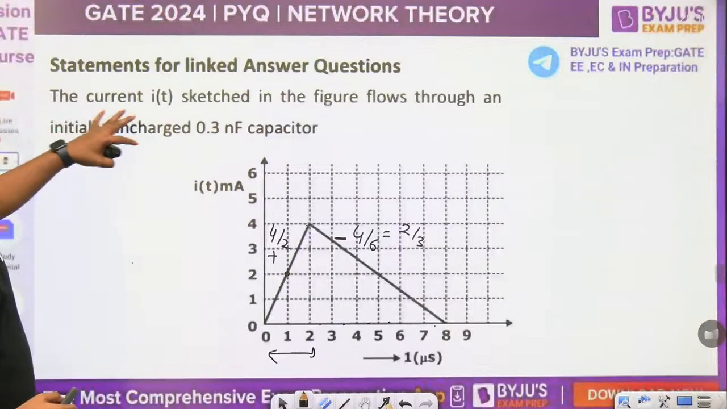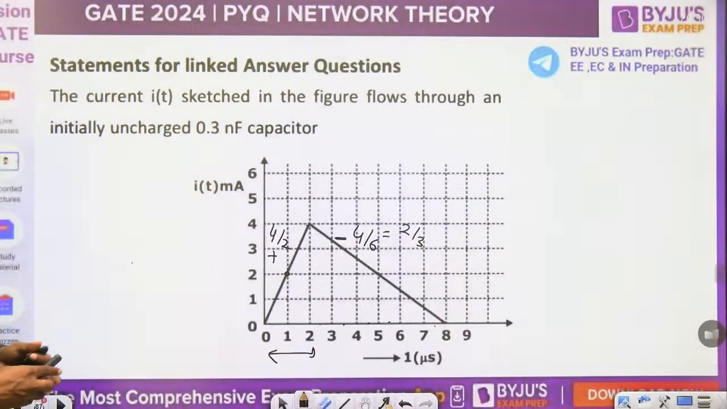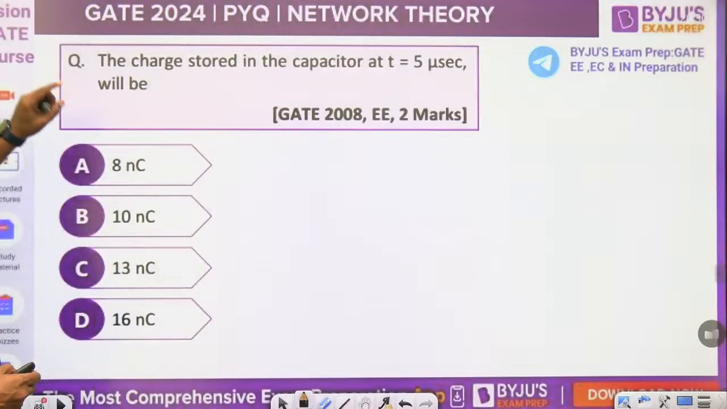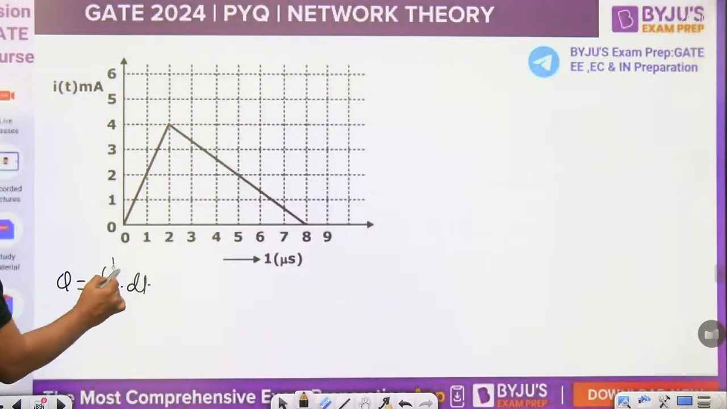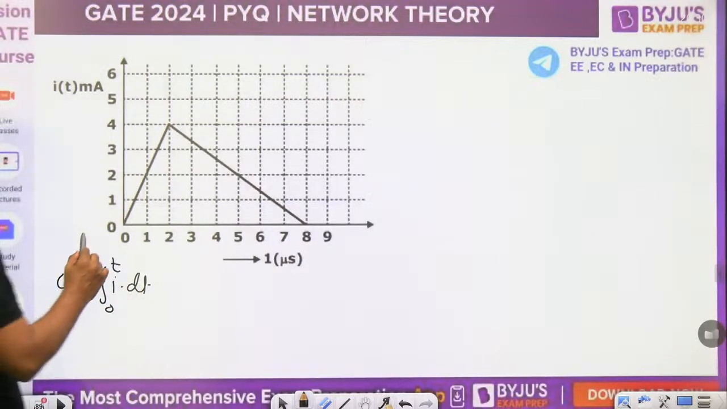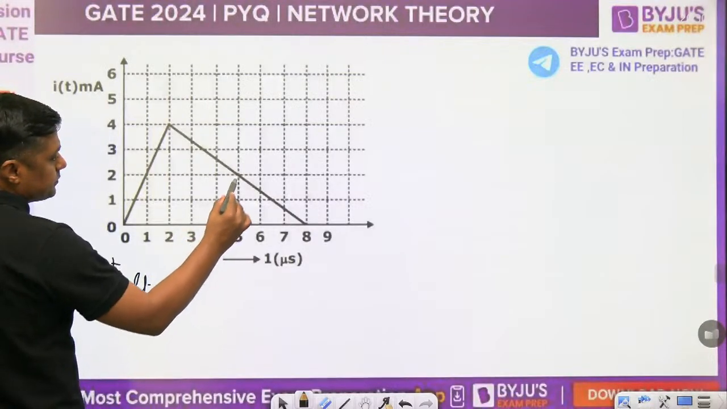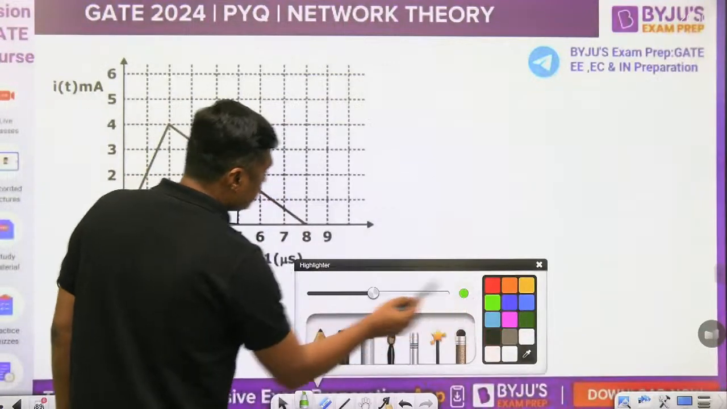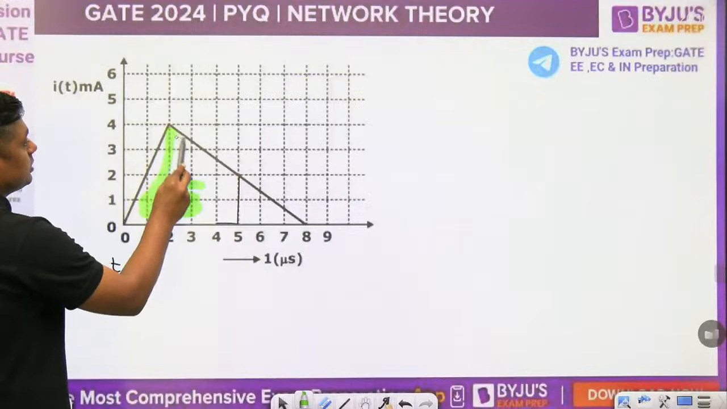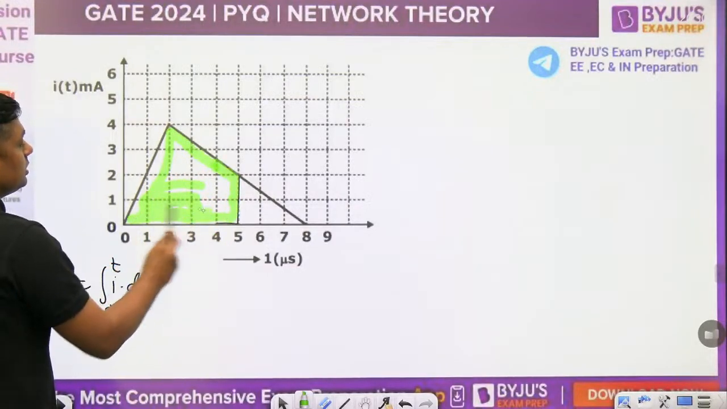But what is asked? The current sketched in the figure flows through an initially uncharged 0.3 nanofarad capacitor. It is a linked question. Charge stored in the capacitor at 5 microsecond will be? If you want to find the charge, charge is nothing but the integration of i dt. Integration means area. So up to 5 microsecond you have to find the area. This is the required area.